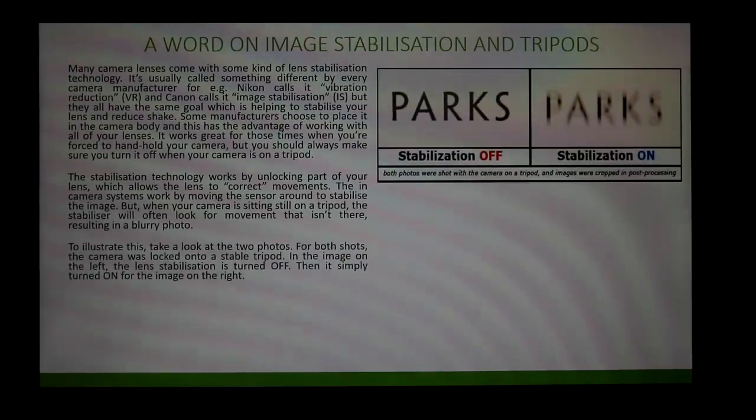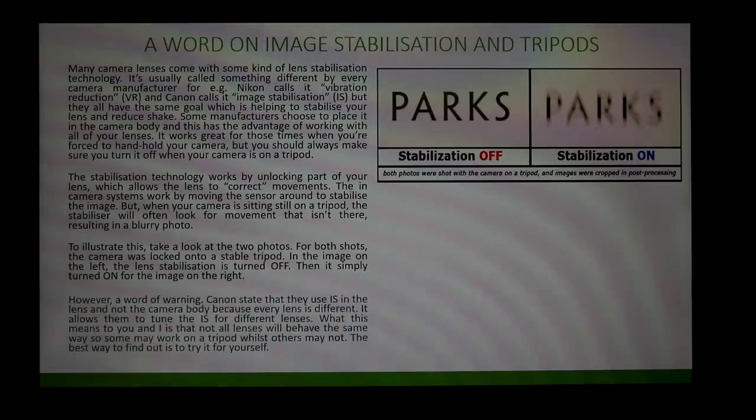To illustrate this, take a look at the two photos. For both shots, the camera was locked onto a stable tripod. In the image on the left, the lens stabilization is turned off. Then it's simply turned on for the image on the right.